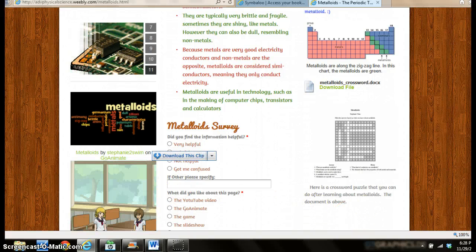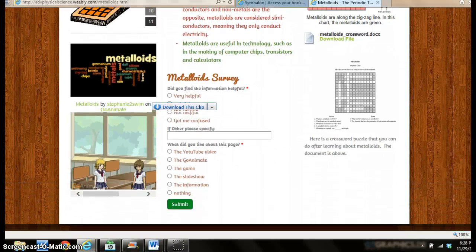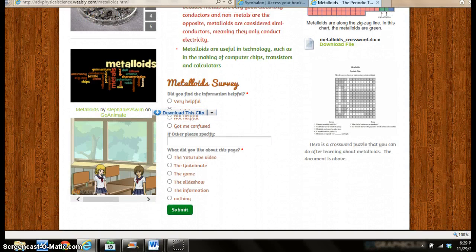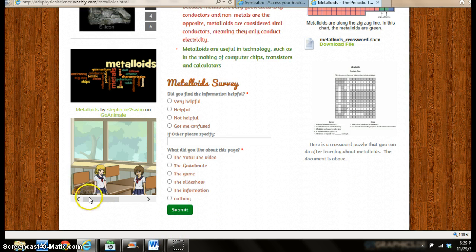I don't understand what we learned today. I can help you. Metalloids have the properties that are halfway between metals and nonmetals. They are typically very brittle and fragile.